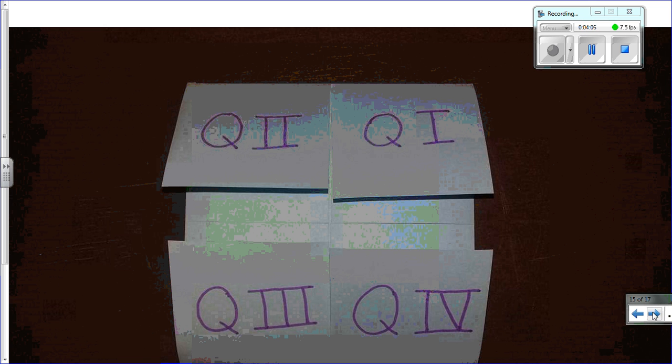When you close everything up, you're going to fold the top and the bottom over. You're going to label your quadrants. Again, they go in a C shape. You're going to start up here in the top right-hand corner and move. So this is quadrant 1, quadrant 2, quadrant 3, and quadrant 4.